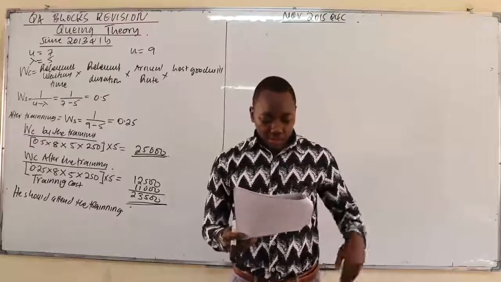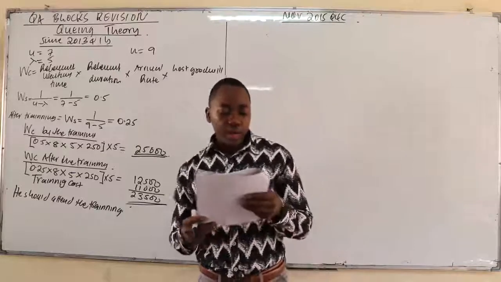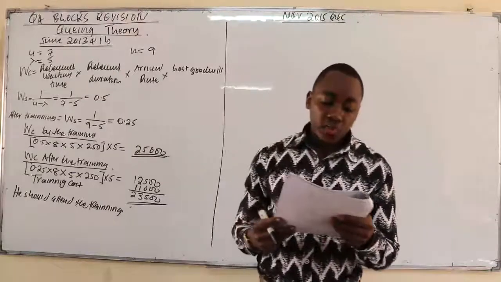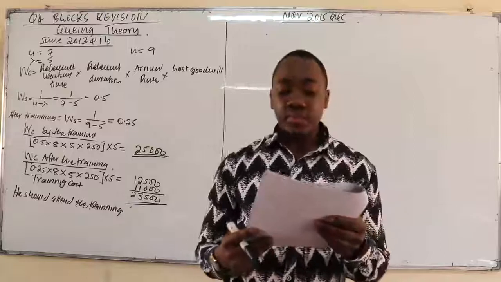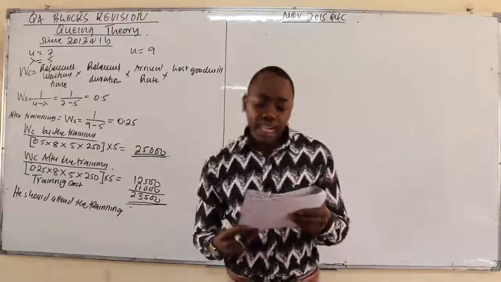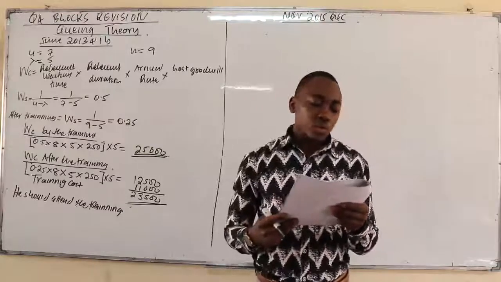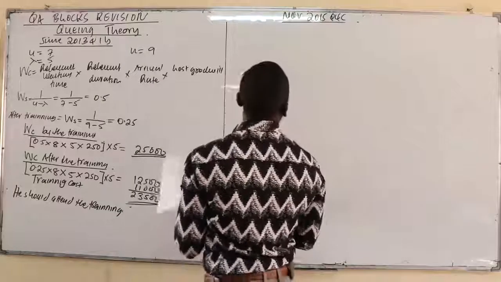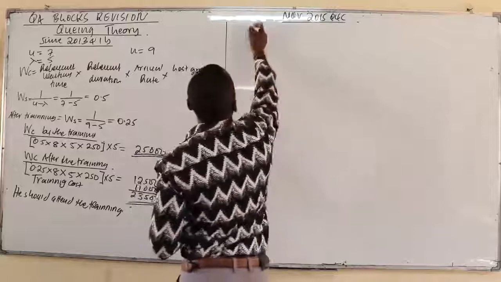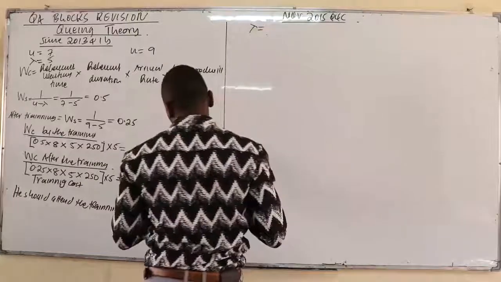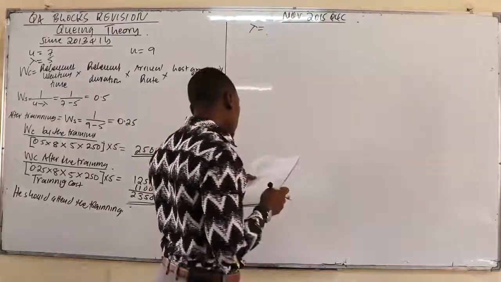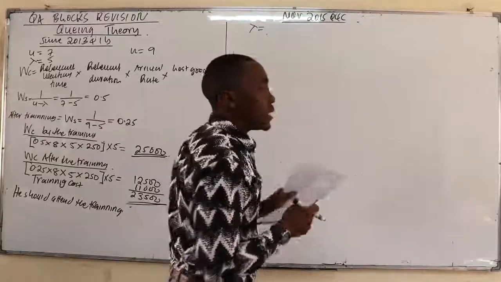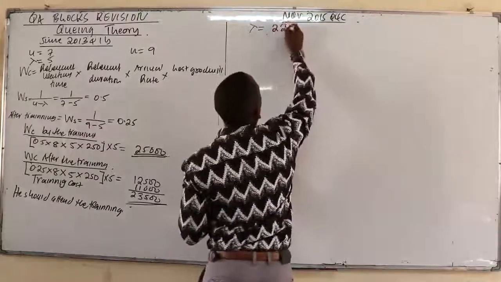Now let's focus on part C. Part C, we are told that Quick Work Limited deals in the provision of typing services. On average, a typist of the company receives 22 letters per day for typing. That's the arrival rate. So, 22, that's the arrival rate.